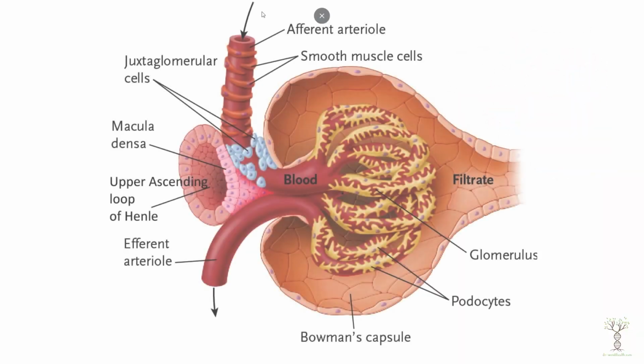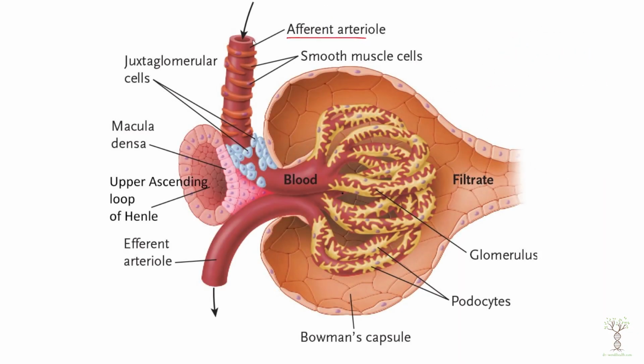The other cells that are important are the macula densa cells. Now, they are cells that have chemoreceptors, or osmoreceptors, that will detect ions like sodium. And so those macula densa cells are located in the upper portion of the ascending loop of Henle, right before it reaches that distal tubule. Let's just quickly have a look here.